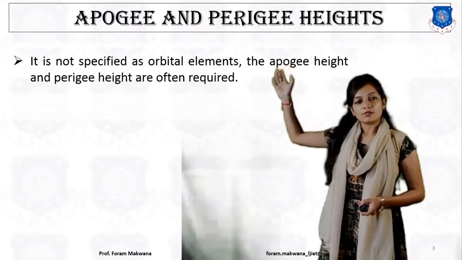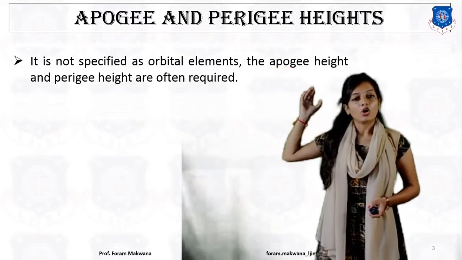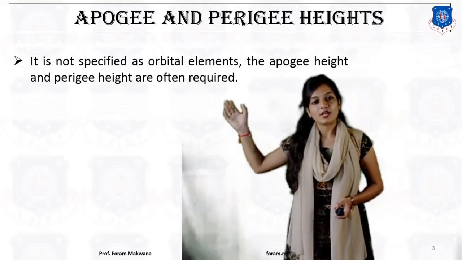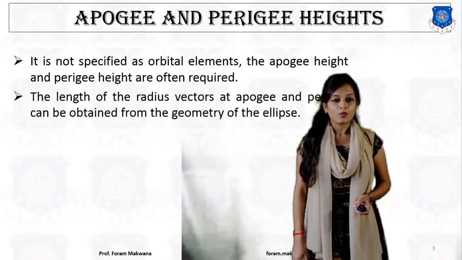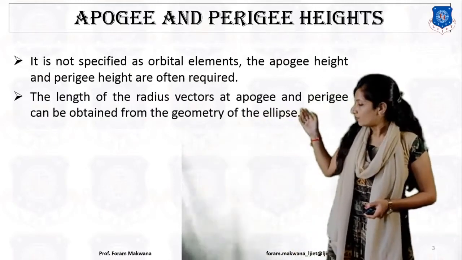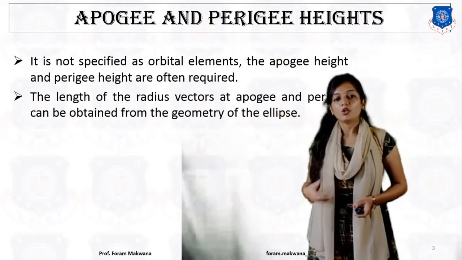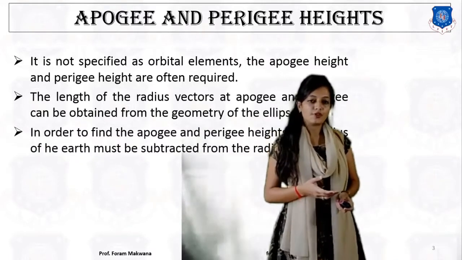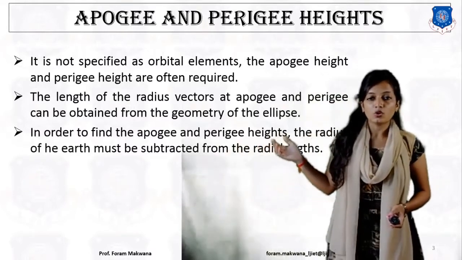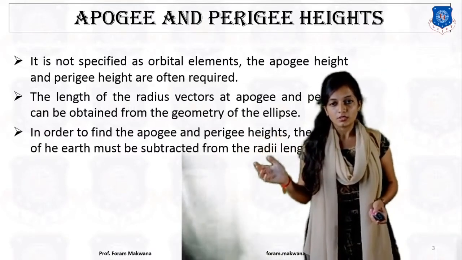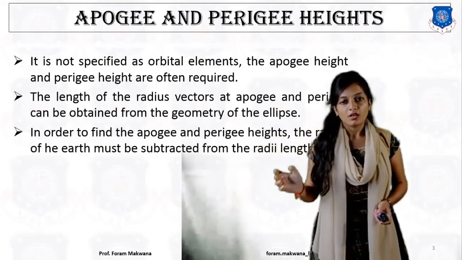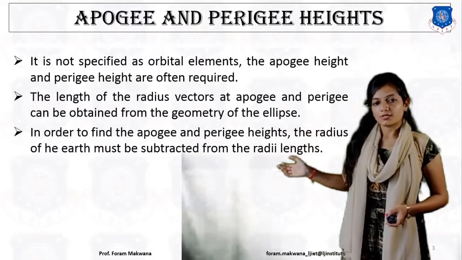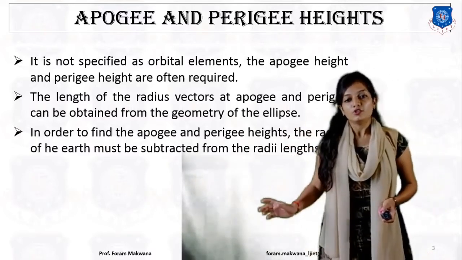As these two terms are not specified as orbital elements, but the apogee height and the perigee height are often required. Why? Because the length of the radius vector at apogee and perigee can be obtained from the geometry of the ellipse. So if we need to find the apogee and perigee height, we must know the radius of Earth, radius of apogee, and the radius of perigee. Alright? So the radius of the Earth must be subtracted from the radius of the individual.